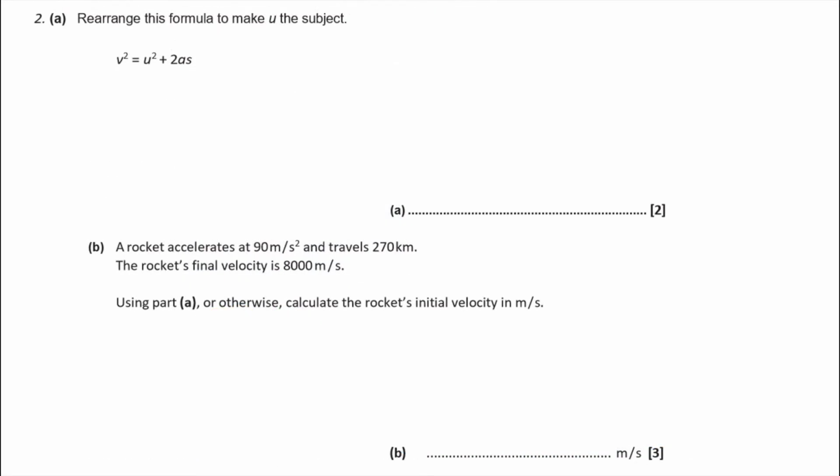Question 2a. Rearrange this formula to make u the subject. So this is one of the Newton's laws of motion, isn't it? v is the final velocity, u is initial velocity, a is acceleration, s is the distance. But we want to make initial velocity the subject of this formula. So at the moment I've got the initial velocity squared plus this bit.